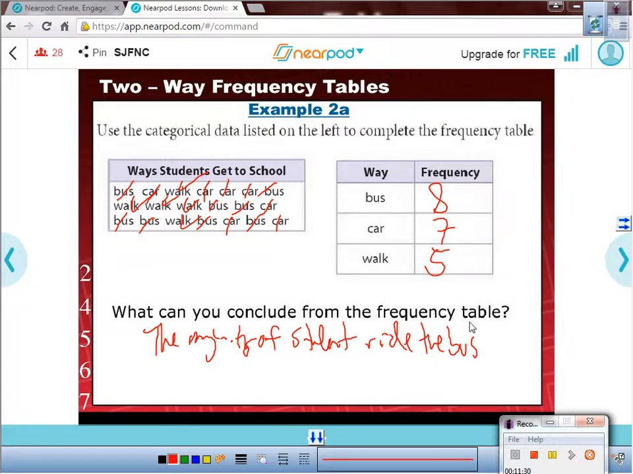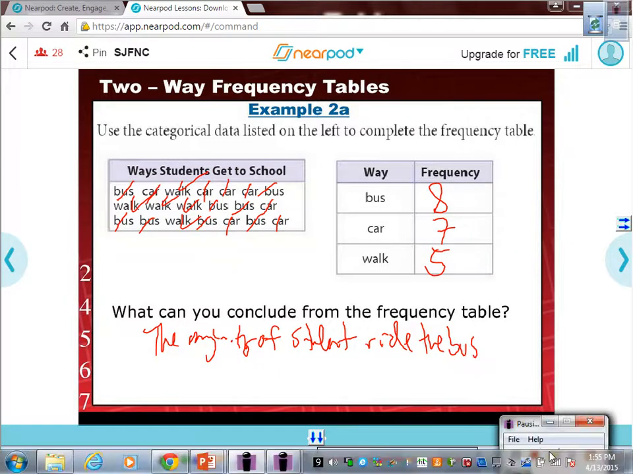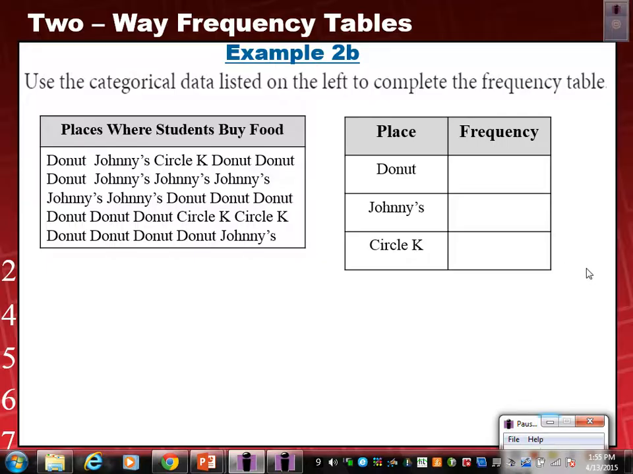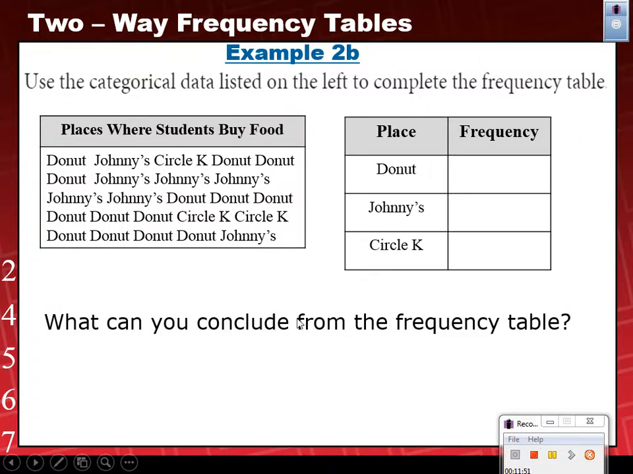So I want you to do this next one by yourself. Example 2B on your iPad. Hold on, let me send it. Give me a second. Once again, for example 2B, fill in the frequency table and answer the question. Question, what can you conclude from the frequency table? Do that, please.